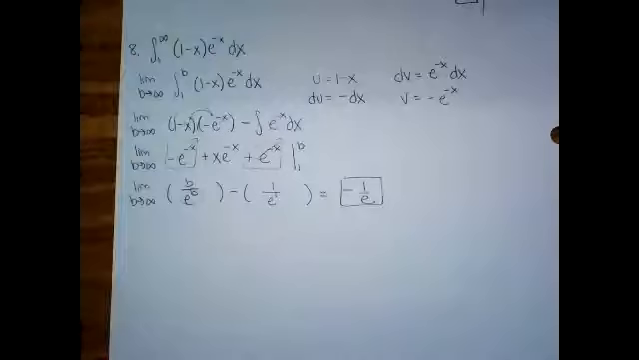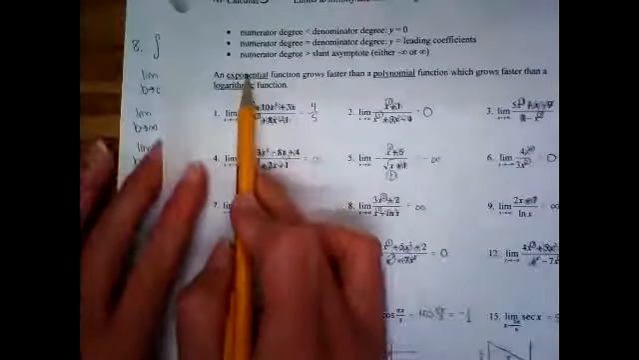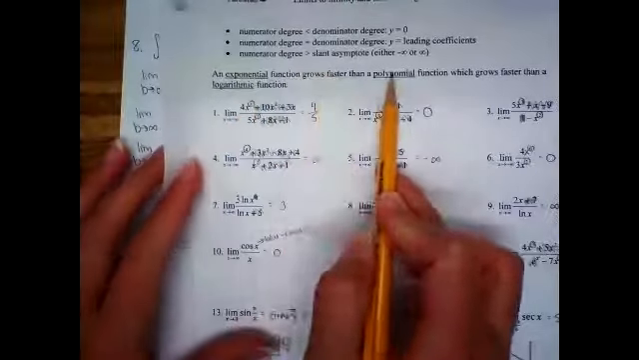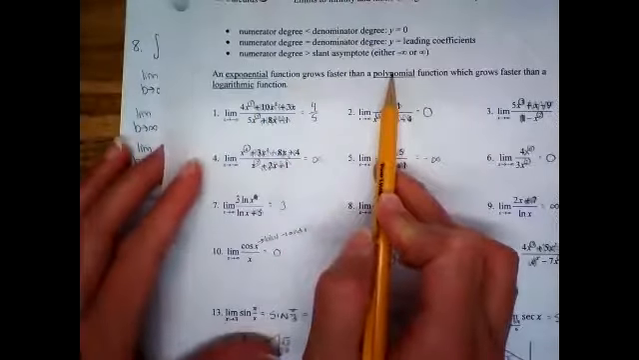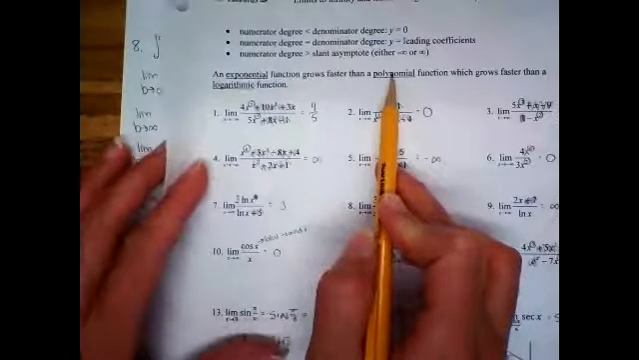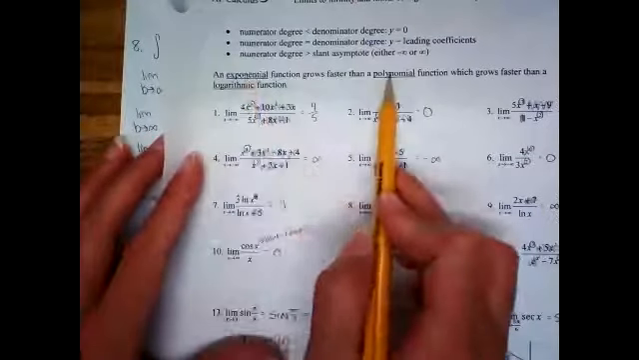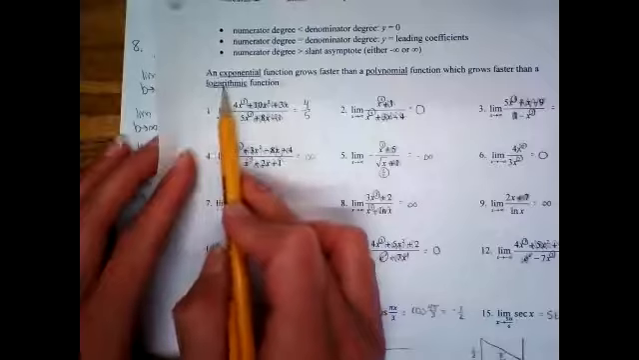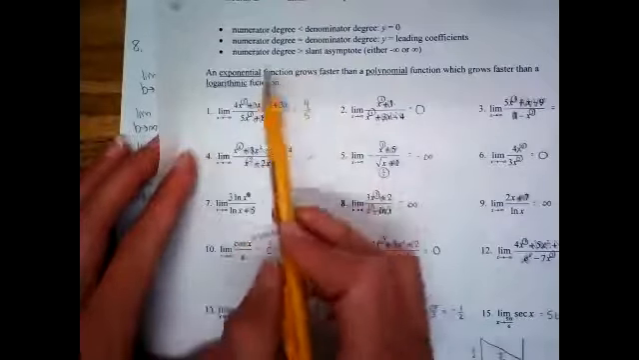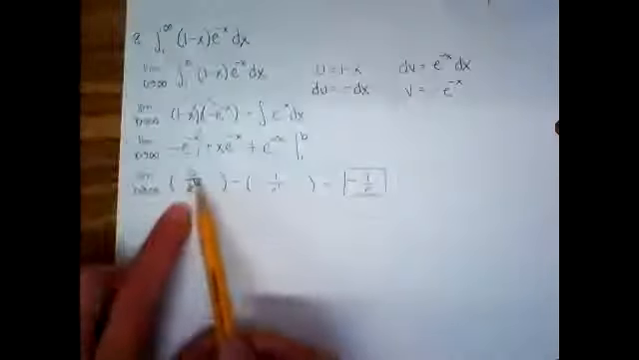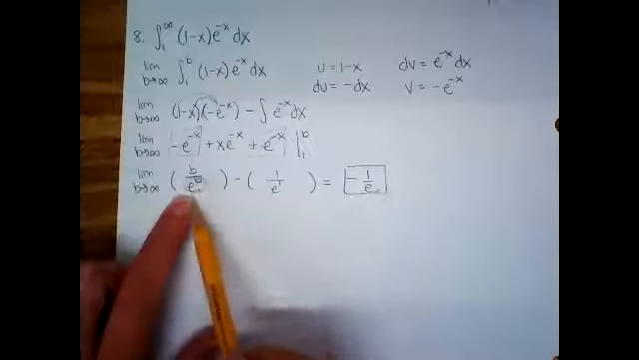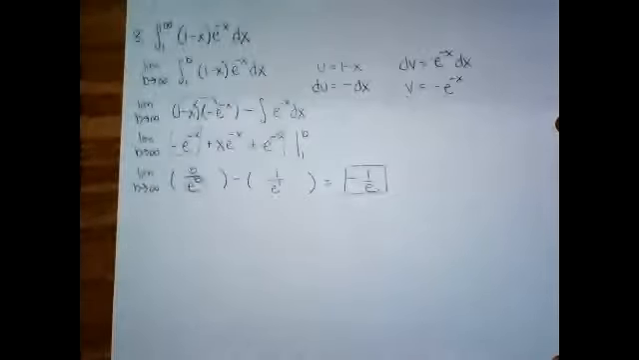Correct. Trying to think what note packet I had that on. Hold on 1 second. All right, here it is. An exponential function grows faster than a polynomial. A polynomial is like x squared, x to the third, x to the fourth, x to the fifth, whatever. So an exponential is going to grow faster than a polynomial, which grows faster than a logarithmic. So it's like who's in charge here. The exponential is going to grow so much quicker that it's going to go to 0. I'm glad you brought that up though, because we just got to review limits.